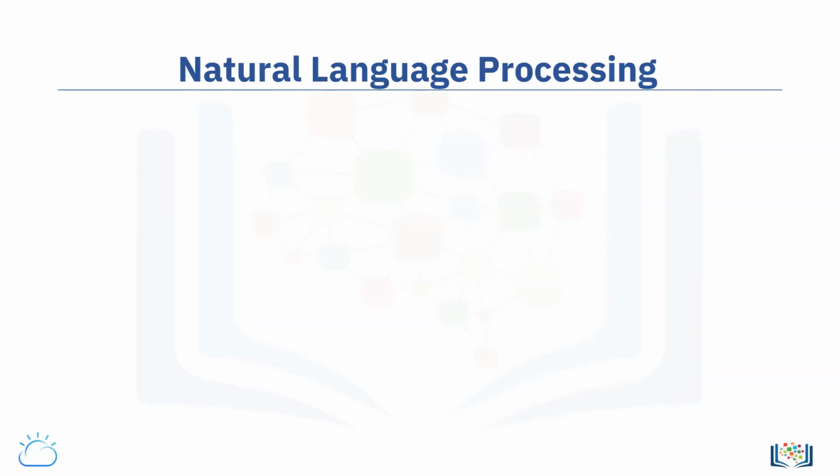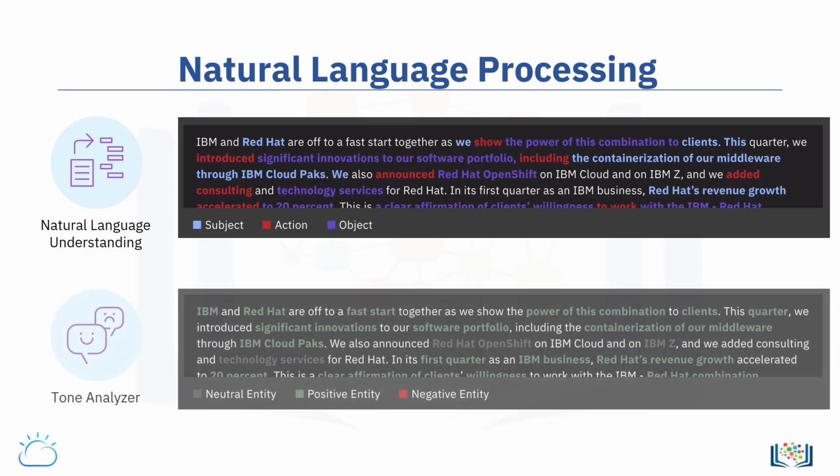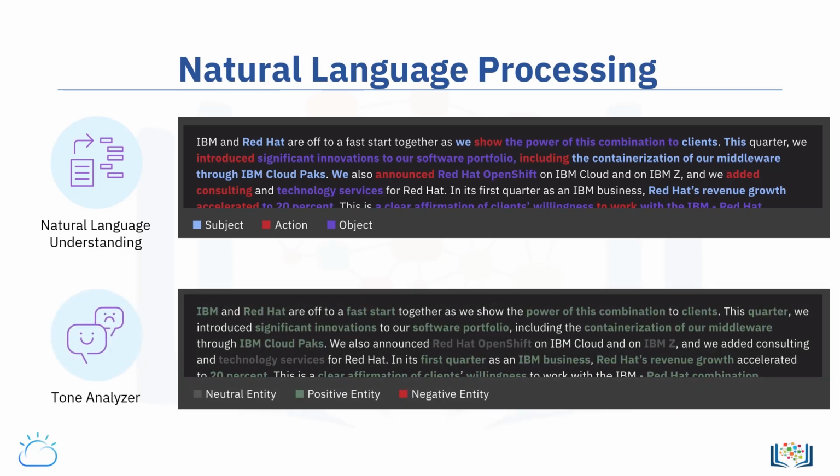Watson Natural Language Understanding uses deep learning to extract metadata from text, such as entities, keywords, categories, sentiment, emotion, relation, and syntax. Watson Tone Analyzer uses linguistic analysis to identify tones such as anger, disgust, fear, joy, and sadness. It can also detect social propensities such as extroversion and language styles such as analytical, confident, or tentative from text.